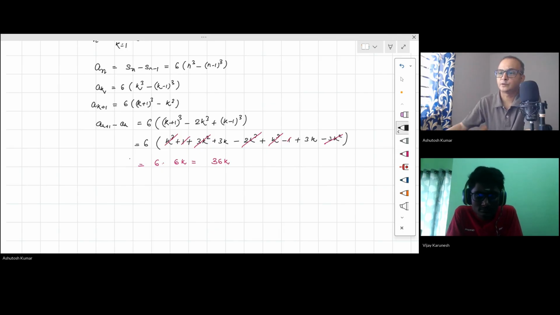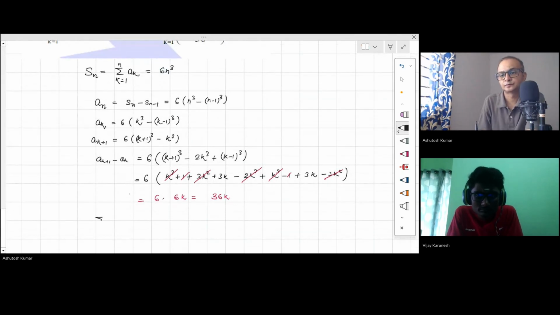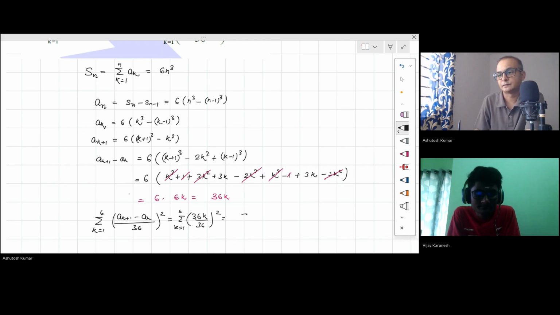And what I have to evaluate is this thing. Summation k goes from 1 to 6, (ak plus 1 minus ak) divided by 36, the whole square. You notice if you substitute there 36k, this 36 is also gone. We'll get just k square, so I'm left with only k square. So summation k goes from 1 to 6, k square.